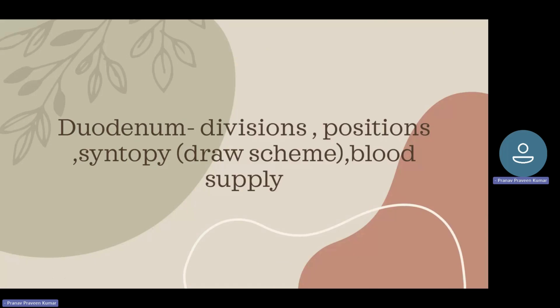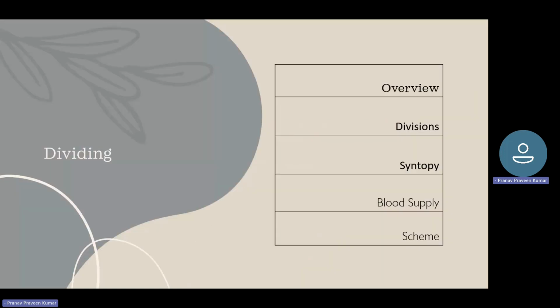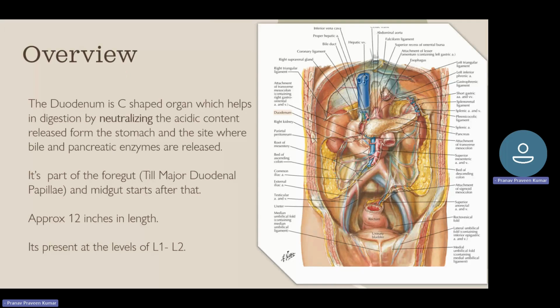Doing duodenum, divisions, position, syntopy, blood supply today. So always start off by dividing the question. We'll just talk about what the duodenum is, then the divisions of the duodenum, syntopy of the divisions, and the blood supply and the scheme.